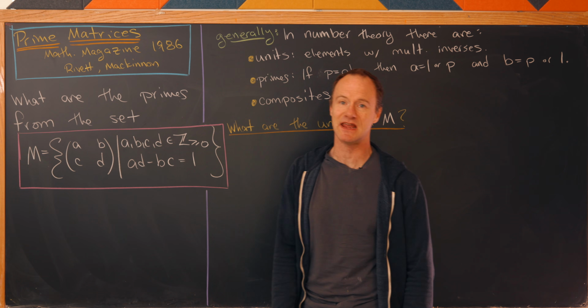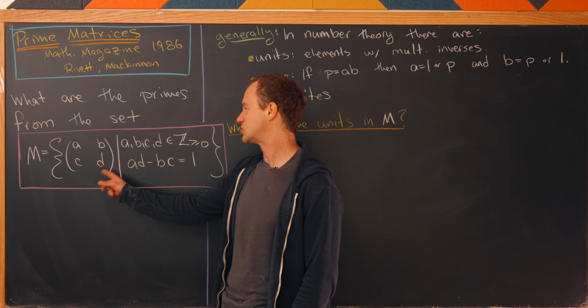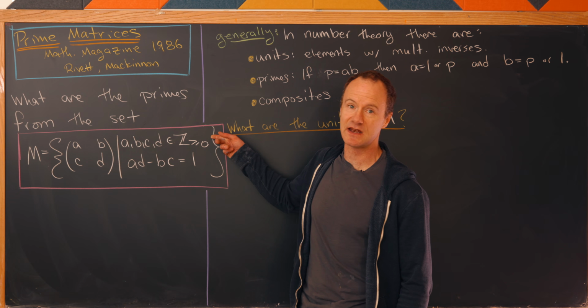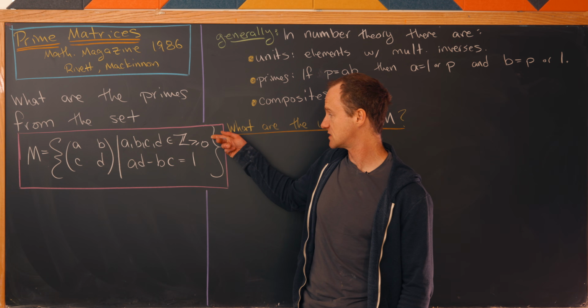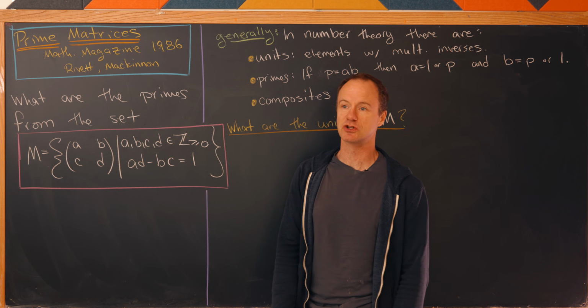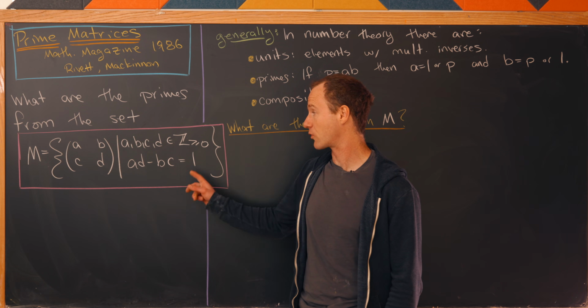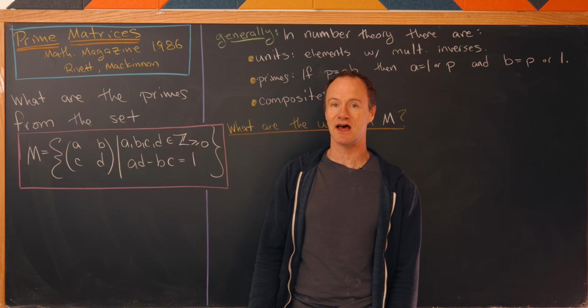I'll call that set M, and it'll be equal to all 2 by 2 matrices with non-negative integer entries where the determinant is equal to 1. And then our goal is to determine what the primes are from this set.